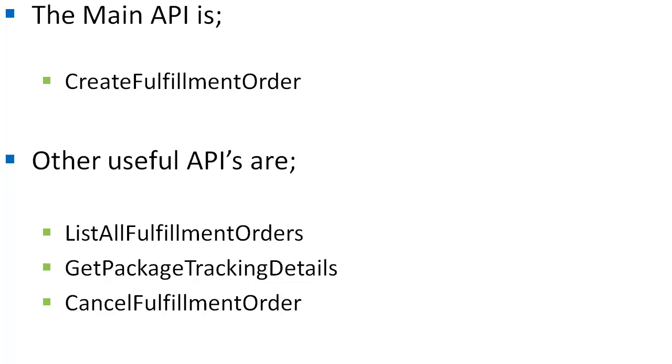And then there are other APIs that you can pull that will give you a status update on the order so that you can update in-house systems. One other useful API is the get package tracking details API. Again, in an e-commerce scenario, you can call that API, get back your package tracking details, and feed that back up to your website so your consumer can track their shipment.